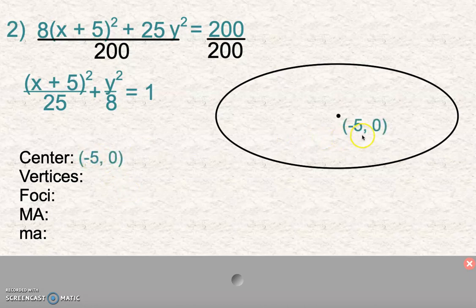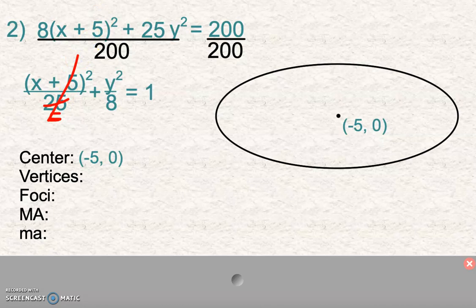I got my center to be -5, 0. By the way, I knew this was a horizontal ellipse because the bigger number was under the x. I know that this distance here is a, and I know a is 5.